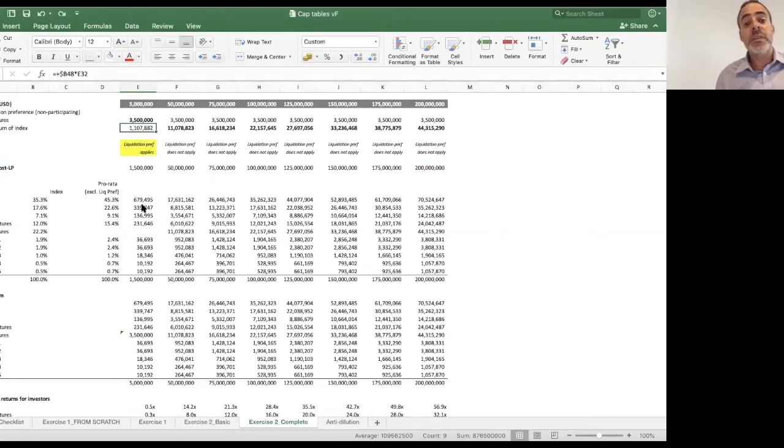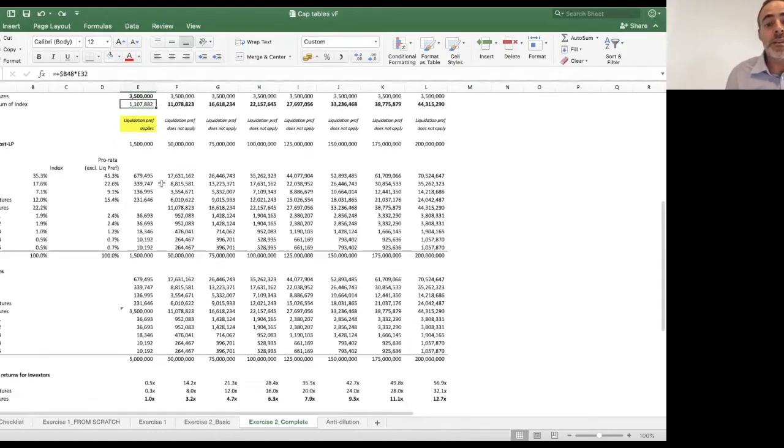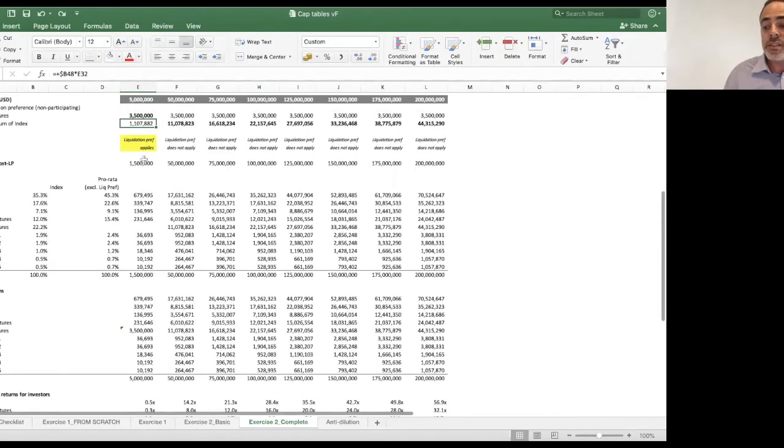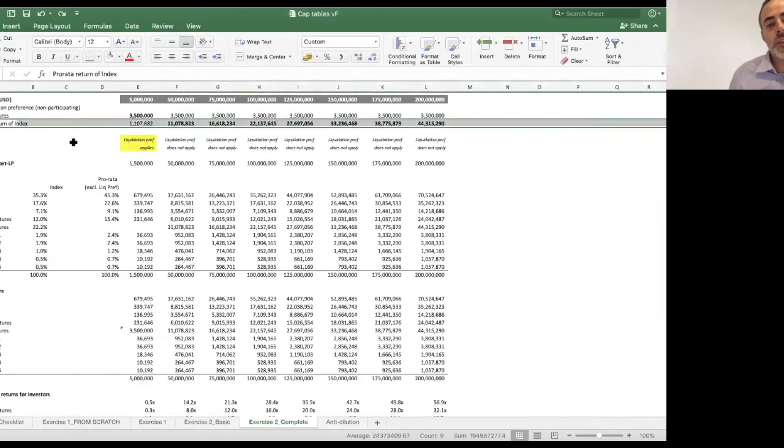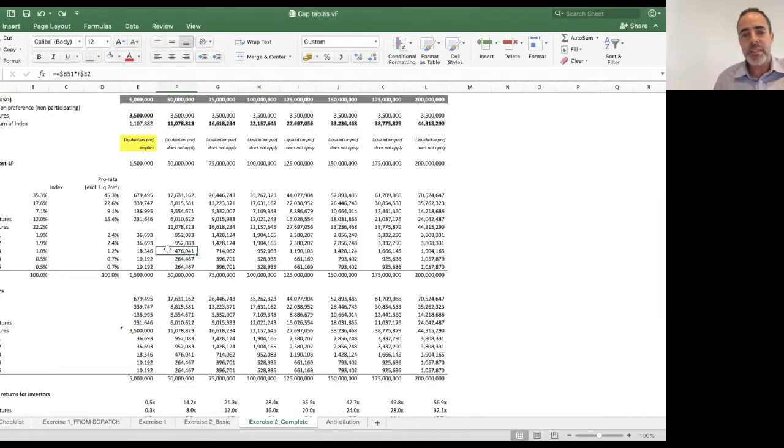If it's a participating liquidation preference, Beta will get 3.5, and then it will get the pro rata, which is 1.1, and the rest, which is, why is this not? Okay, I understand. So this will be what they would get. So you can see that out of the 1.5, Beta will still get 1.1. So it will be 400K distributed among everybody else. That's why you don't want participating liquidation preferences.